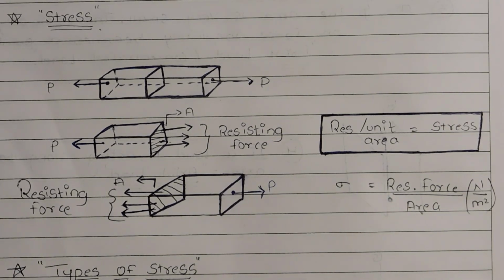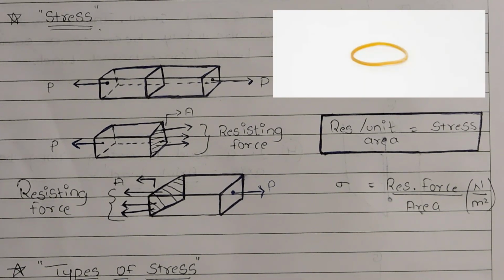And the second example is a rubber band. You can take a rubber band and you can elongate it from its ends up to a certain point. After a certain point, leave it, and you can see the rubber band will regain its original shape and size due to the presence of resisting force, and the resisting force is stress. So due to the presence of stress, the rubber band will regain its original shape and size.